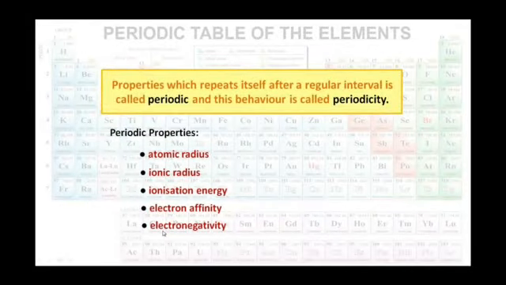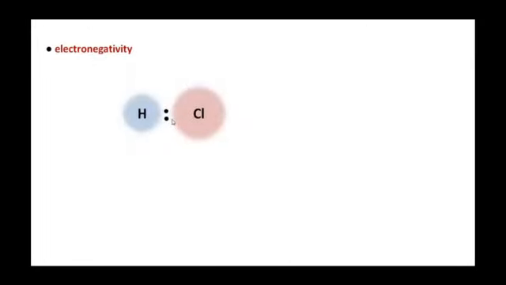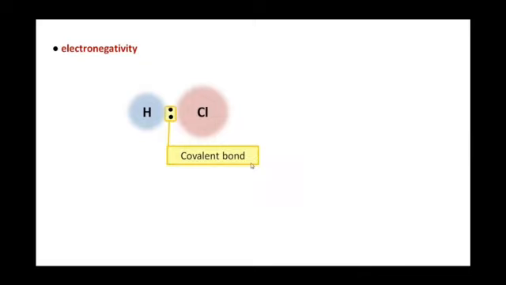Now, we will learn about the last property, electronegativity. Before learning about the electronegativity, we shall recall what is covalent bond. For example, let's take hydrogen and chlorine atom. Mutual sharing of electrons between two atoms will lead to the formation of covalent bond. Here, hydrogen has given 1 electron and chlorine has given 1 electron and a bond is formed, and this bond is called as covalent bond.